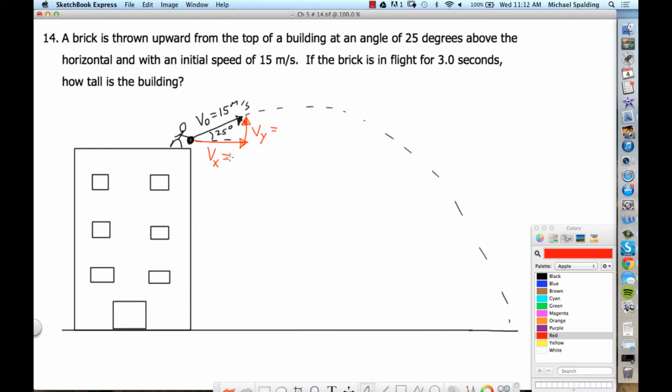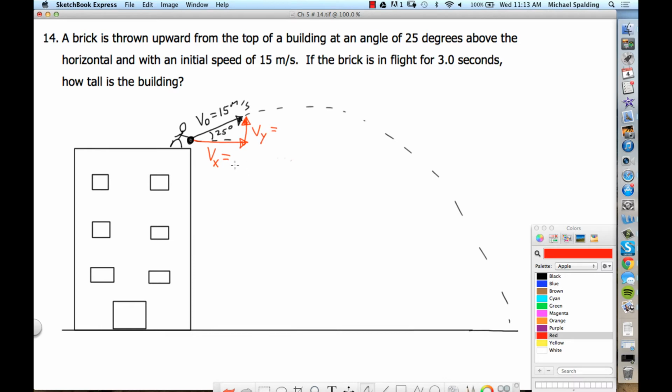Well, yeah. As it turns out, this problem does not depend on the x direction at all. But I was just going to do it to show you how to do it. But how would we get that x velocity? You're right, though. The x velocity is not going to be used. But how would we get it? Cosine 25 times 15, right? And then that comes out as 13.6.